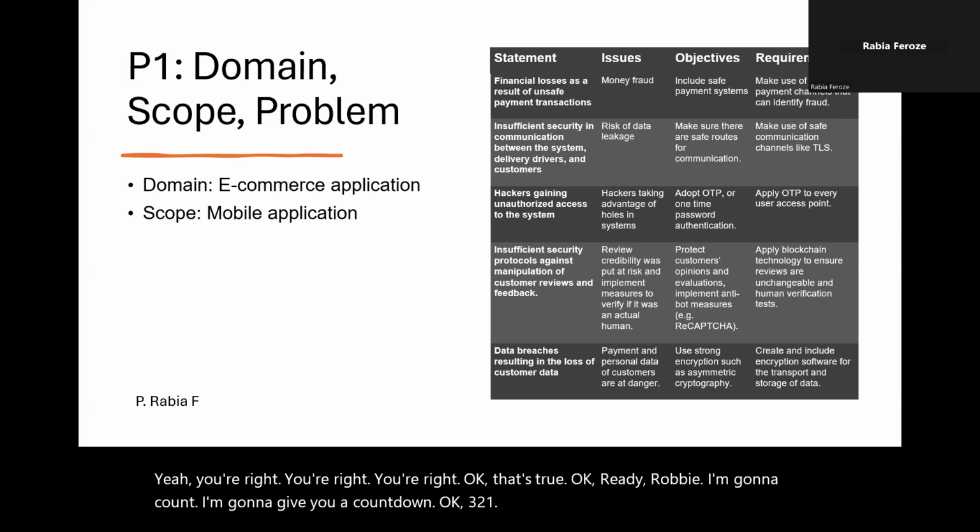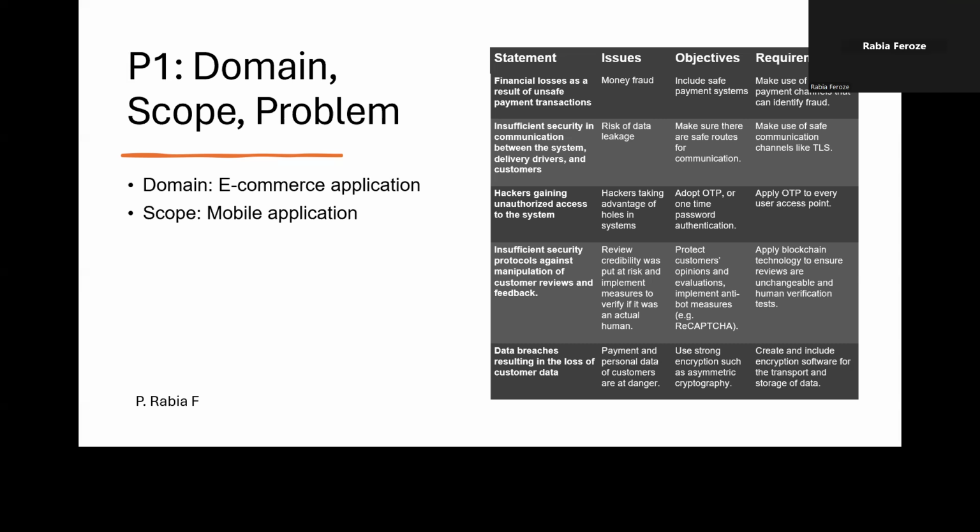Part 1, Domain, Scope, and Problem. The domain is e-commerce application and the scope is mobile application. In the chart, there are 4 categories: statement, issues, objectives, and requirements. For example, in the first row, the financial losses as a result of unsafe payment transactions was one of the statements. The issue was money fraud. The objective was to include a safe payment system. And for the requirements, it makes use of safe payment channels that can identify fraud. The remaining 4 rows are the remaining domain and scope problems that will carry through the project.